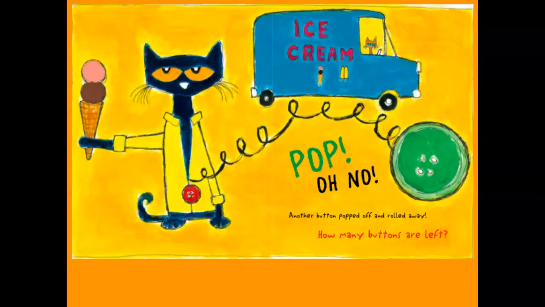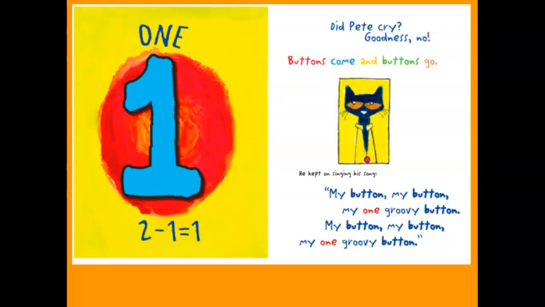Pop! Oh no! Another button popped off and rolled away. How many buttons are left? 1. 2 take away 1 equals 1. Did Pete cry? Goodness no! Buttons come and buttons go. He kept on singing his song.